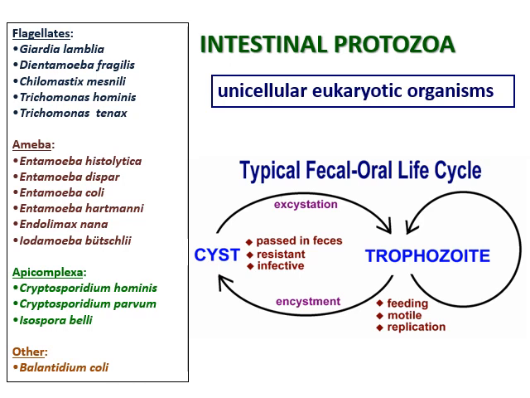Then by excystation, it transforms into trophozoites. This life cycle we see in flagellates like Giardia lamblia, Chilomastix mesnili, Trichomonas hominis, and Trichomonas tenax; in amoebae like Entamoeba histolytica, Entamoeba dispar, Entamoeba coli, Entamoeba hartmanni, Entamoeba polecki, and Iodamoeba butschlii; also in apicomplexa like Cryptosporidium species and Isospora belli; and in ciliates like Balantidium coli.